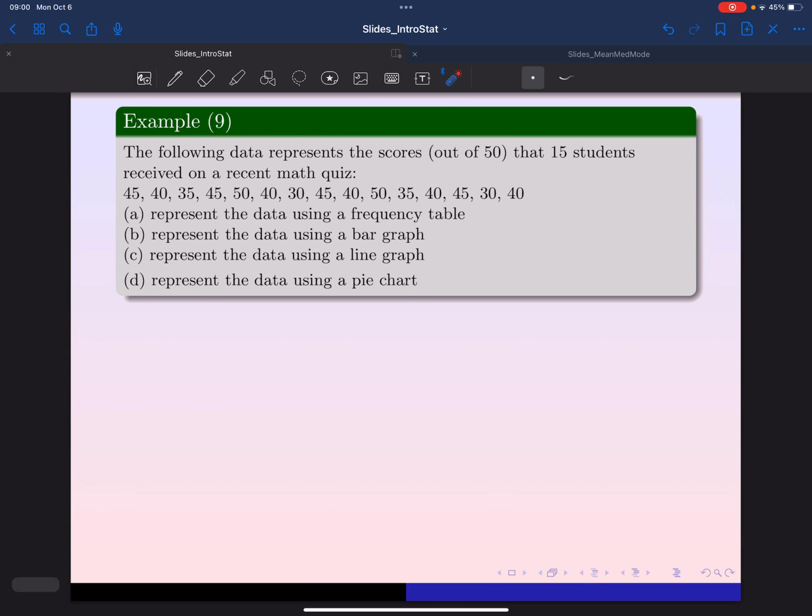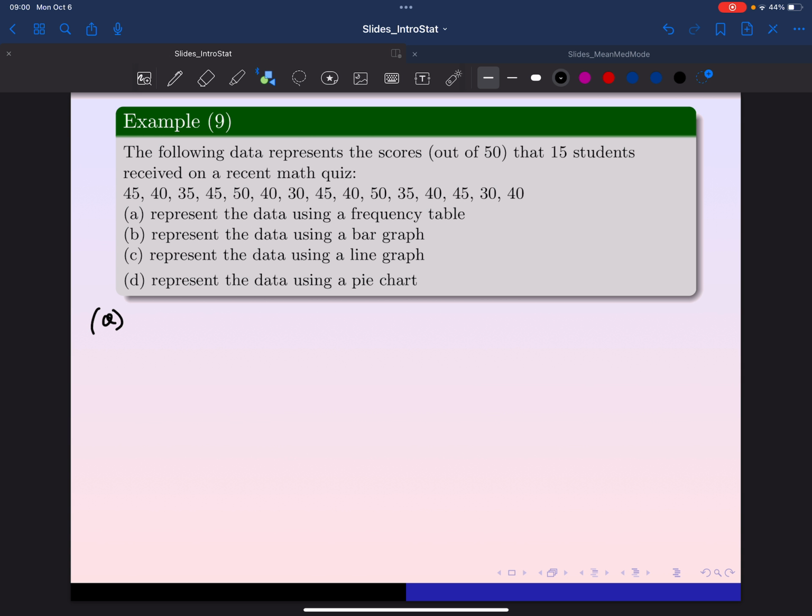Example 9. The following data represents the scores out of 50 that 15 students receive on a recent math quiz. Represent the data using the frequency table, bar graph, line graph, and pie chart. So exactly the same as we did shortly ago, right? So part A, we're gonna do the frequency table.